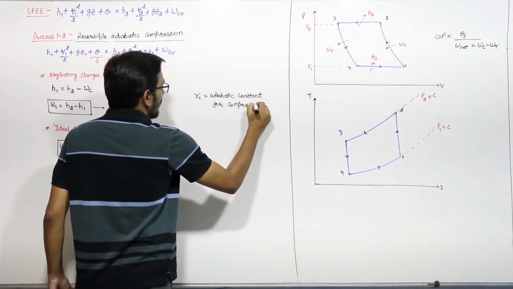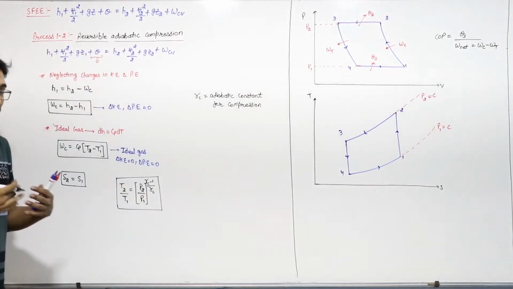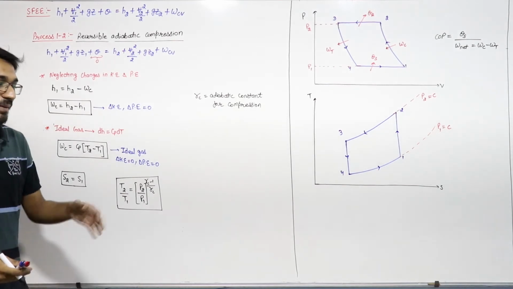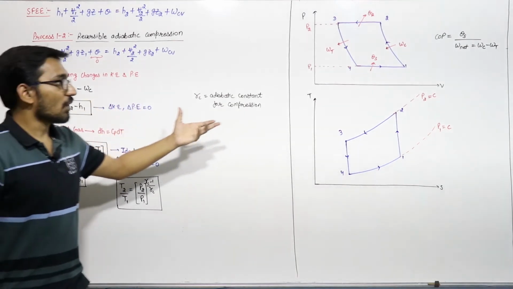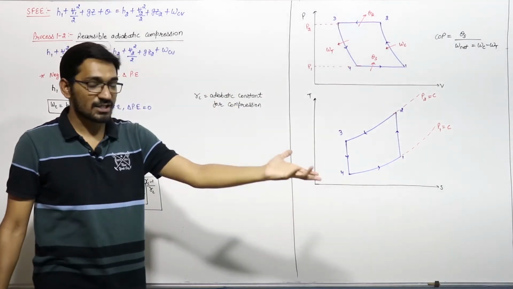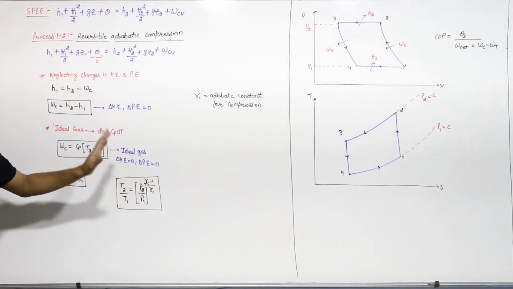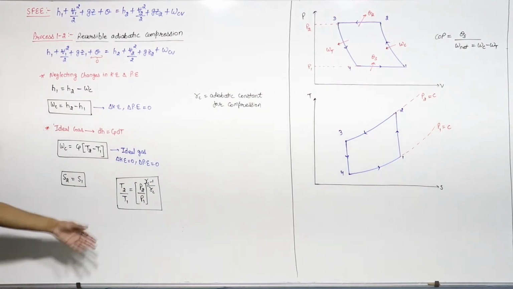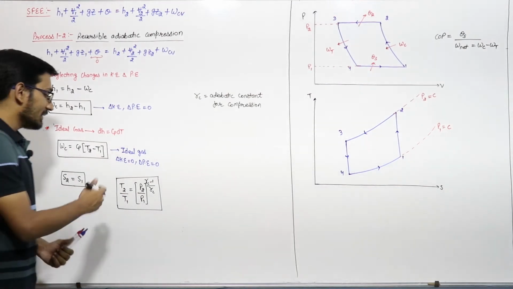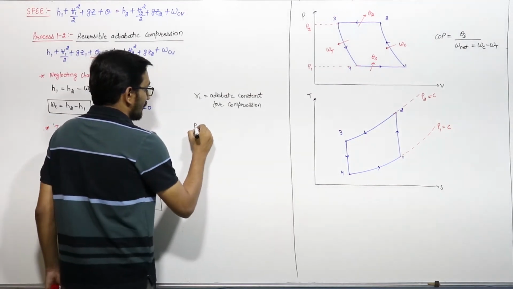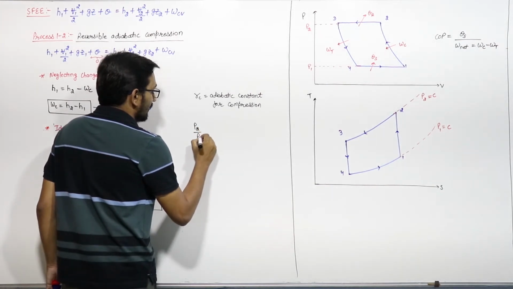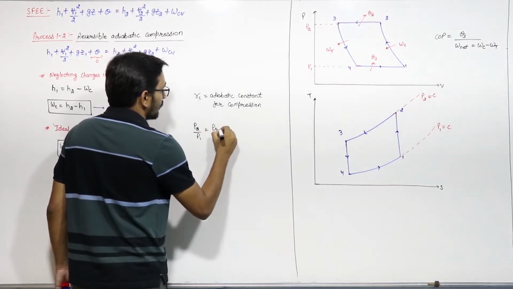In GATE they will not give so much detail, but in engineering services you may find that gamma are different for the compression process and for the expansion process. So we'll go with that. Here (gamma C minus 1) divided by gamma C, this is T2 by T1. And this P2 by P1 is known as pressure ratio.